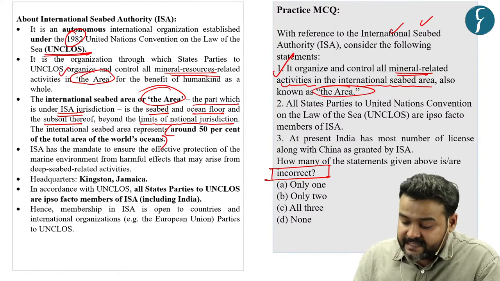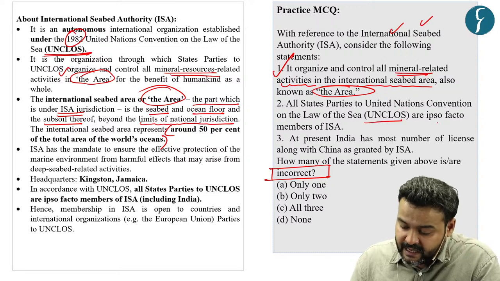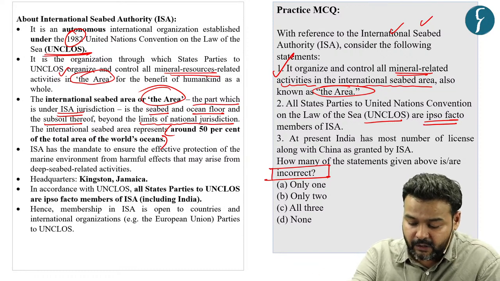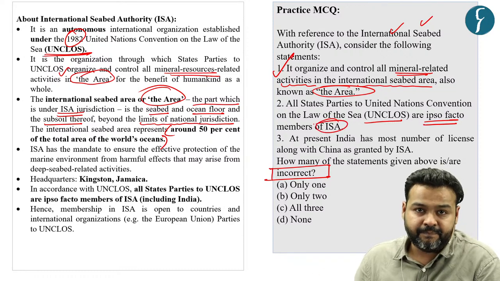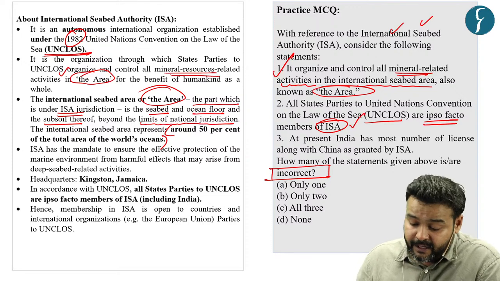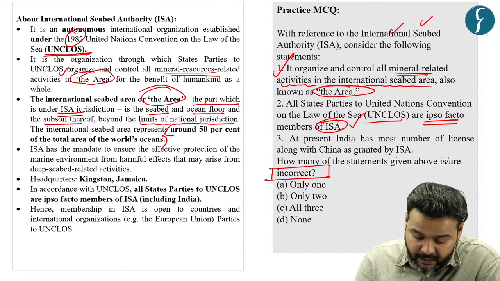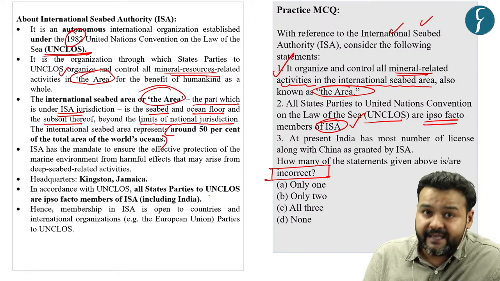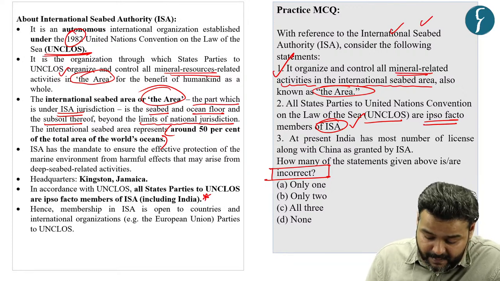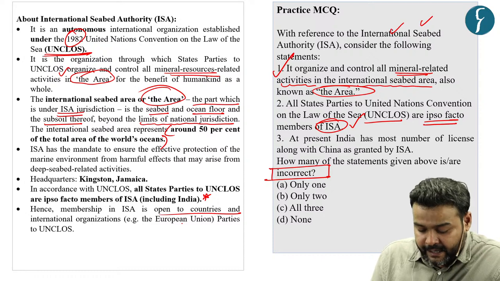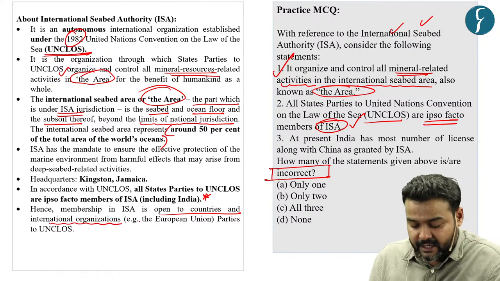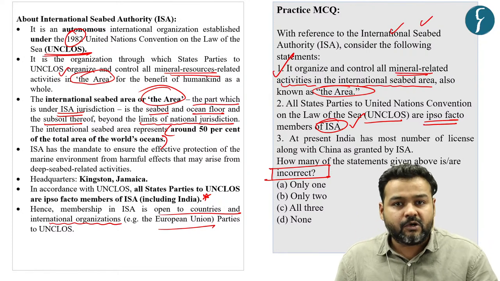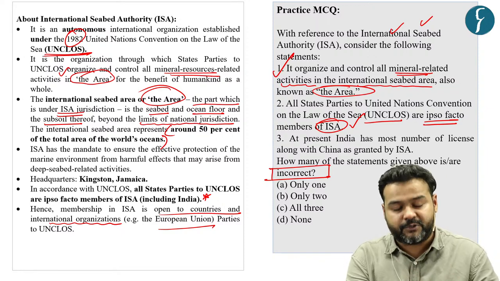Now it says all state parties to UNCLOS are ipso facto members. That means just by being a party to UNCLOS, they become members of ISBA. This statement is correct because all parties who are members of UNCLOS are members of the ISBA, including India. India is also a member. So it is open to countries and international organizations like the European Union. Everyone who is a party to UNCLOS, by virtue of that position, becomes a member of ISBA.